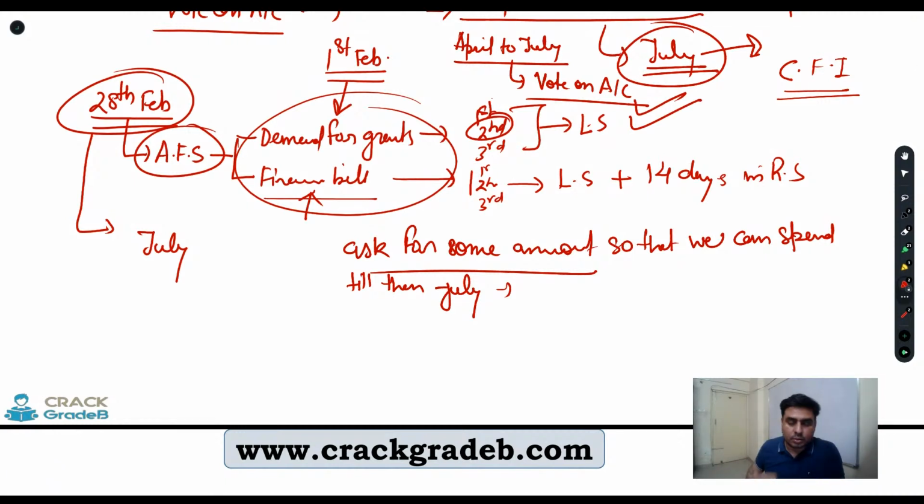Okay, Divyanshu, these are two different things. Vote on account is a different thing. You are allowed to withdraw the money from the consolidated fund. Whereas ways and means advance is a system through which the government can borrow money to fulfill their temporary mismatch. Right? So that is the means of borrowing. Whereas in the consolidated fund, all kinds of receipts are there. Right? Is it clear?